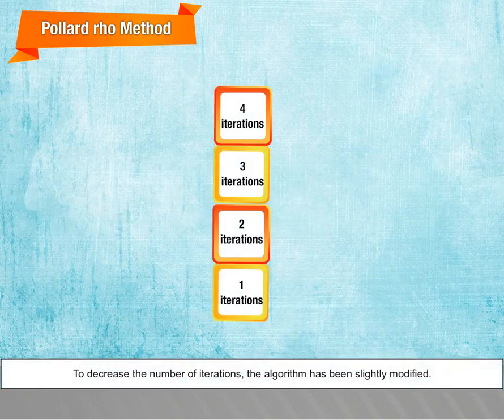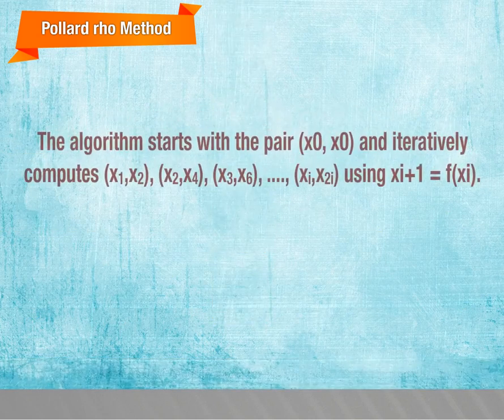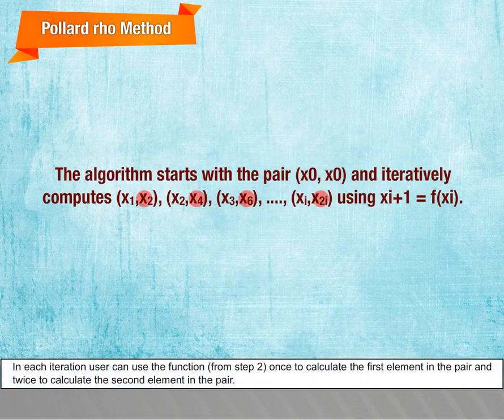To decrease the number of iterations, the algorithm has been slightly modified. The algorithm starts with a pair x0, x0 and iteratively computes x1, x2, x2, x4, x3, x6 and so on up to xi, x2i using xi plus 1 is equal to f of xi. In each iteration, the user can use the function from step 2 once to calculate the first element in the pair and twice to calculate the second element in the pair.